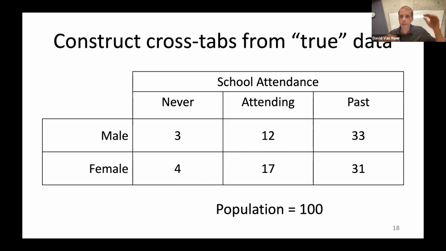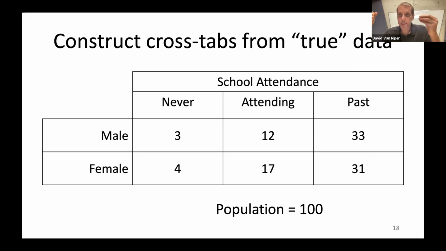So I've taken the individual level records and I've constructed a contingency table from it. So we have 3 males who've never attended school, 17 females who are currently attending school, and 31 females who attended school in the past. So this is our true cross tabulation.